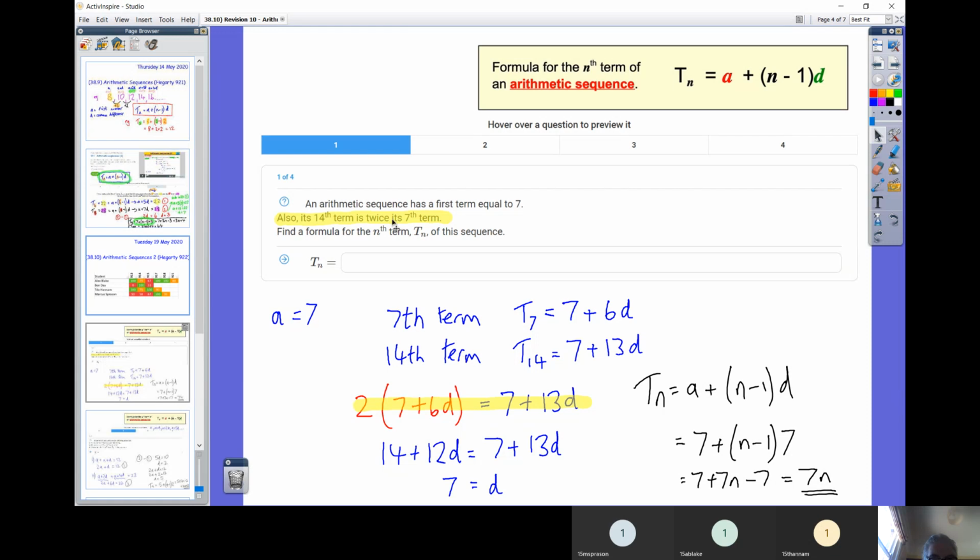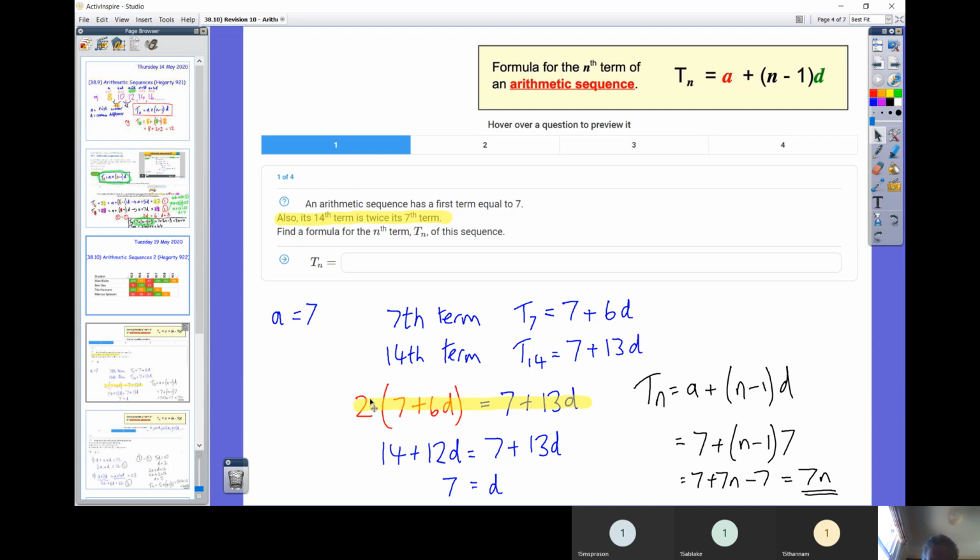Now this is the key bit. The 14th term is twice as big as the 7th term. So you would need to double the 7th term to make it equal to the 14th term. The 14th is twice as big. You've got to double the smaller one to make it equal to the bigger one. So that's the key line, that if I take my 7th term and I double it, that is then equal to my 14th term. So that's the key bit.